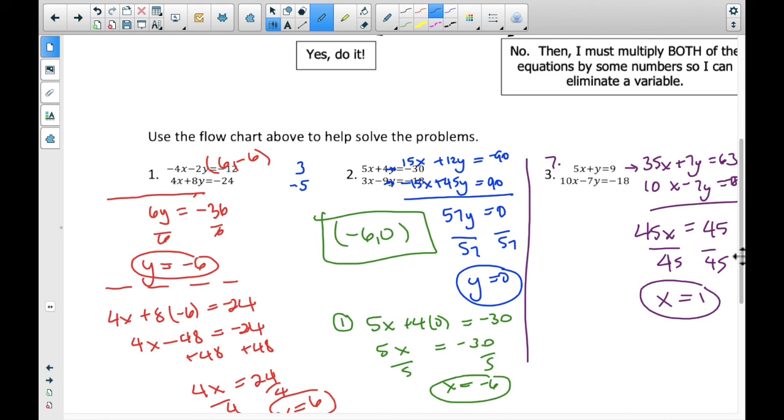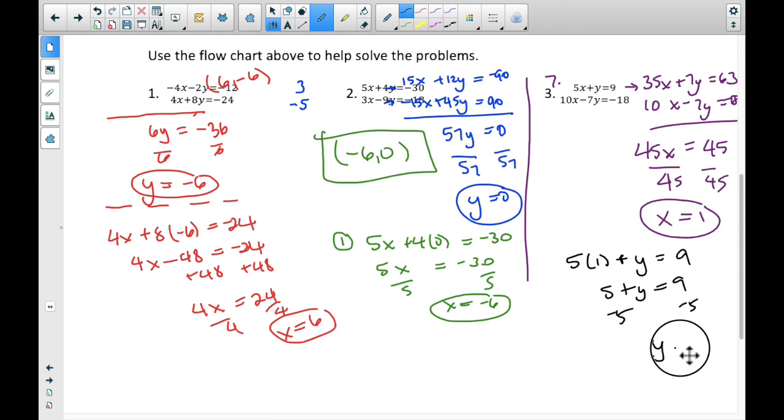I need to find my y, so I'm going to plug that in. I think I'm going to use the top one. 5 times 1 plus y is equal to 9. 5 plus y is equal to 9. Think about it logically. 5 plus what equals 9? You could probably know that. Algebraically, we would subtract, but you can do it logically if that helps you. Okay, so y is 4, because 4 plus 5 is 9. All right, so my answer should be 1, 4.